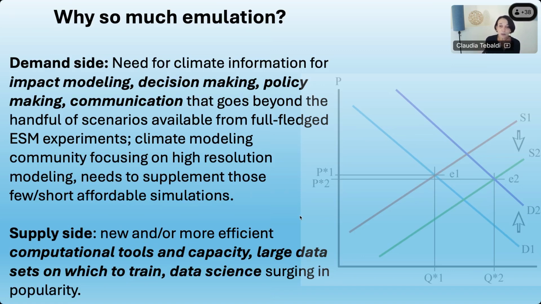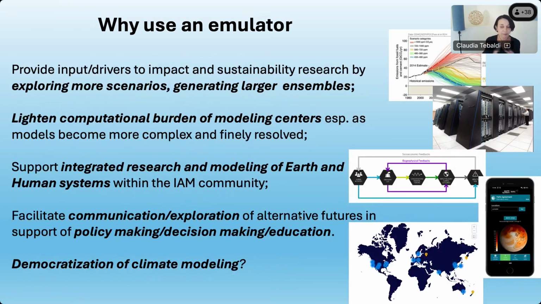But also, thanks to projects like CMIP, we have a humongous amount of actual climate model output on which we can train those emulators. So there is this fortunate convergence of demand side and supply side that makes the development of emulators so much faster and so much more numerous. Now, just one more slide to talk about why we use emulators.